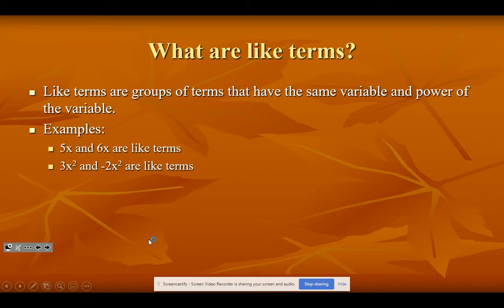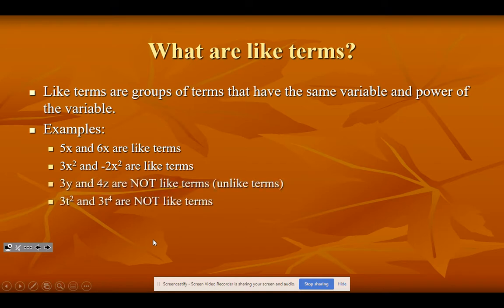They have the same variable of x. In the second one, we have 3x squared and negative 2x squared. They are also like terms because of the x squared. Again, coefficients do not matter. It's just the variables and their exponents. 3y and 4z are not like terms, or unlike terms, because of different variables. 3t squared and 3t to the fourth are also unlike terms because of their different exponents.